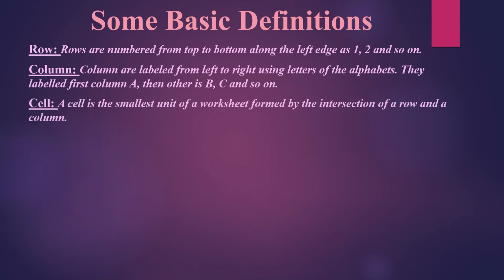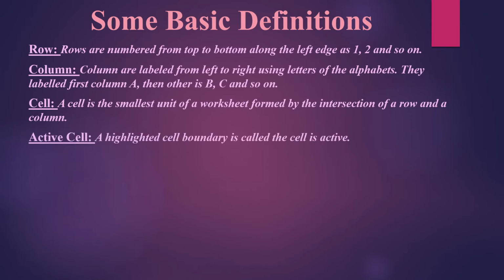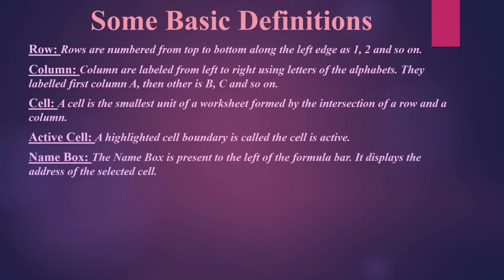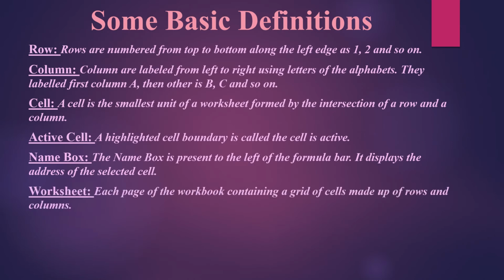What is meant by cell? A cell is the smallest unit of a worksheet, formed by the intersection of a row and a column. What is meant by active cell? A highlighted cell boundary is called the active cell. Name box. The name box is present to the left of the formula bar. It displays the address of the selected cell.